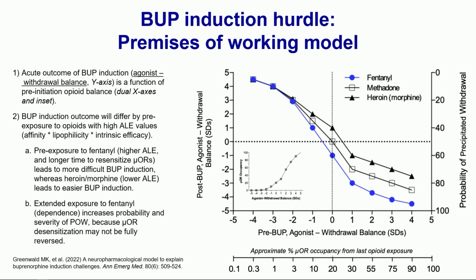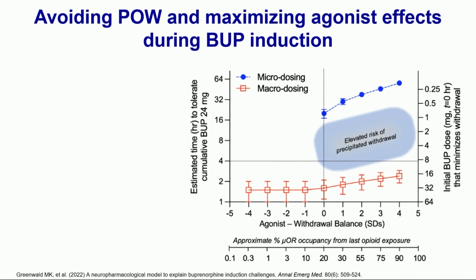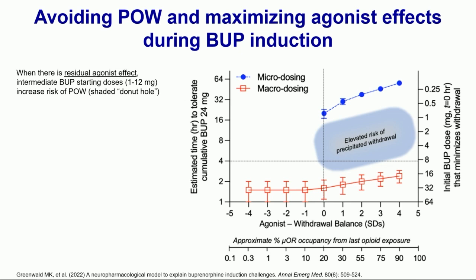So what are the clinical implications? What do you do in terms of dosing to avoid precipitated withdrawal and maximize your agonist effects? So somebody who you're dosing in the ED gets a good response and they're more likely to want to continue to take buprenorphine. Well, when there is a residual agonist effect, when the person before you start buprenorphine has that positive opioid agonist balance, intermediate starting doses of buprenorphine, we estimate in the range of 1 to 12 milligrams.